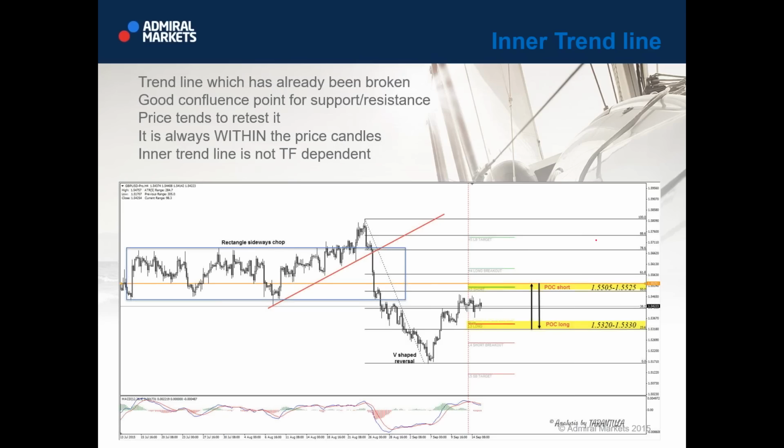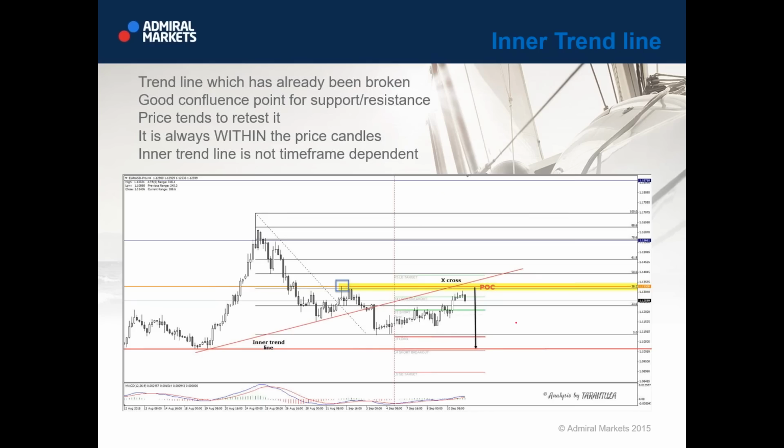And actually, this is an example from, I think, yesterday's analysis. Exactly at this spot price came. Even from this spot, it was sold for some 35 pips. So you see the power of POCs. But we are not talking about POCs now. So, trend lines.